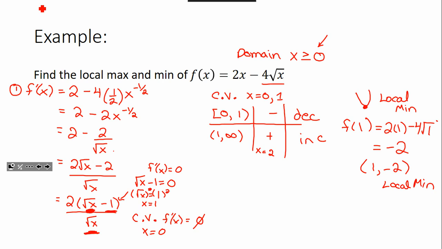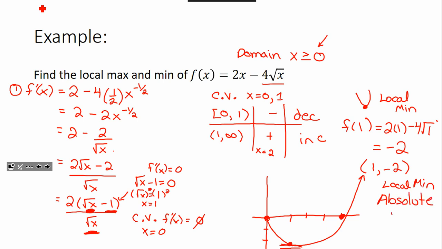If I wanted to graph this to give you an idea of what it looks like, we have 0, 0 as a coordinate. We now have 1, negative 2 as our minimum. We have a x-intercept over here at positive 4, and my graph just does this. And you can see that this is the lowest part of our function. Because the graph keeps going up, this is also an absolute minimum because we can see it graphically. We can see that it is going up forever, and that's the lowest point for this function.